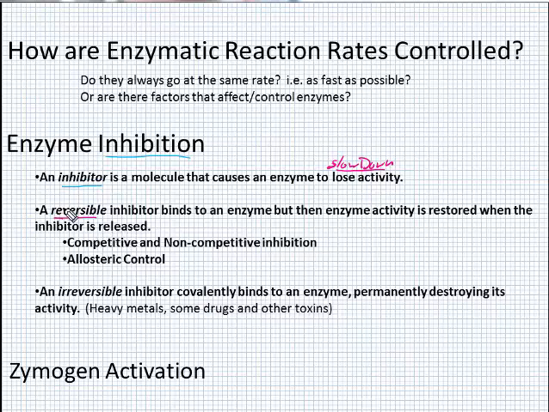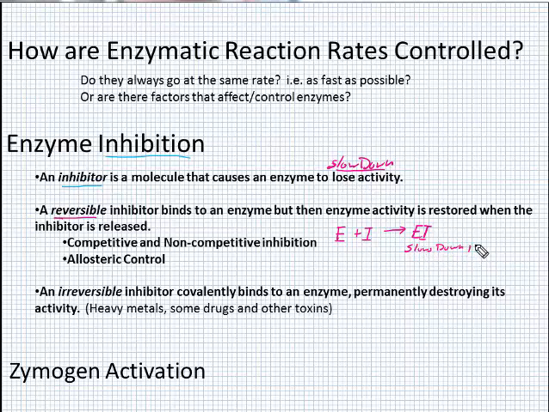So there's two main types of reversible inhibition. We'll see a model of this in just a moment, but you have an enzyme binding an inhibitor, and then you have an enzyme-inhibitor complex, and this either deactivates the enzyme or just slows it down. So it causes it to lose activity, maybe not 100%, but at least slows it down.